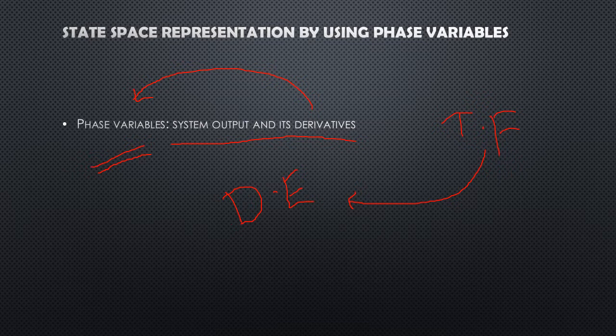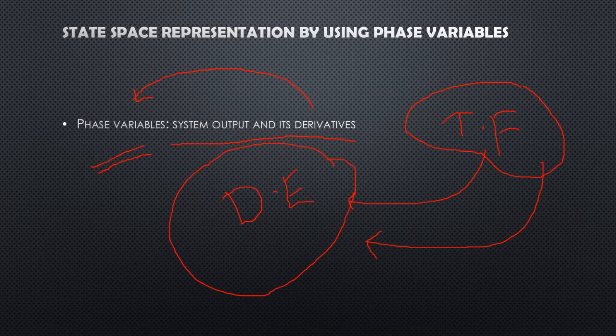What is the conclusion here? By using phase variables, we can construct the state model very easily when the system is available in the differential equation form or in the transfer function form. The transfer function form is in such a way that from the transfer function we can get the differential equation. Now let us see some problems on this topic.